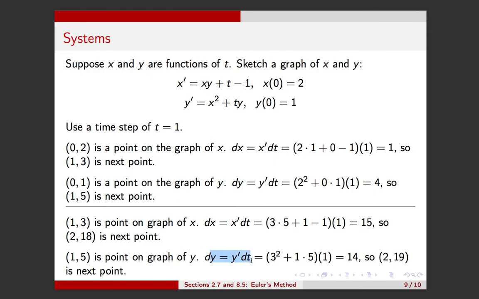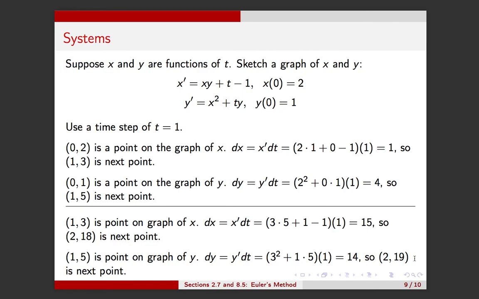Change of y is y prime times dt. And again, the reason I put a 3 there is because this is all happening at time 1. At time 1, y is 5. At time 1, x is 3. That's what we said, right? At time 1, x is 3, we estimate. This number is 14. So y increases by 14, so my next point is 1, 19.